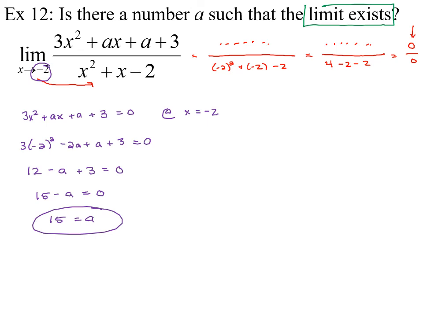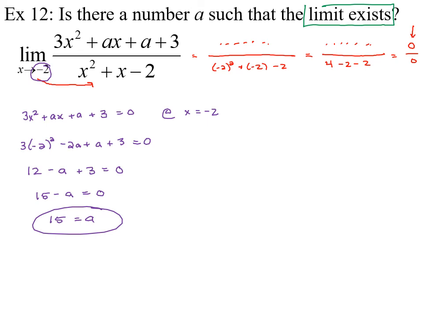Now, at this point, if you want to practice, you could actually plug the 15 in and work this out, but that's not what that question is asking for us. It wants to know, is there a number a such that the limit exists? Yes. If you plug 15 in and apply the limit, you will get 0 over 0. Therefore, it will factor and simplify, and you can find the limit value.